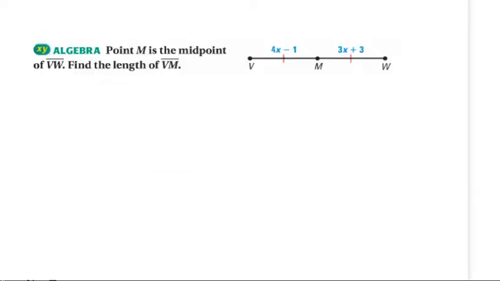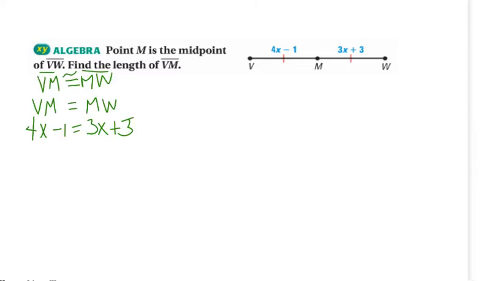Alright, so here's where we're going to practice together, and then the next question you're going to try on your own. As you notice, it says that point M, right here in the middle, is the midpoint of VW. And we know that the midpoint tells us that segment VM is congruent to segment MW, but the lengths of both of those are equal to each other. So that's how we're going to set up our equation. And this is what our equation will look like.